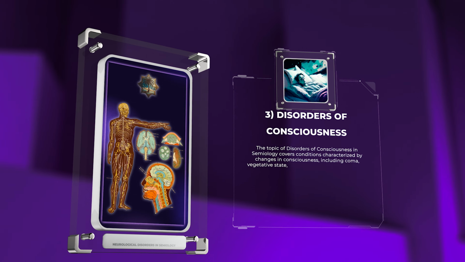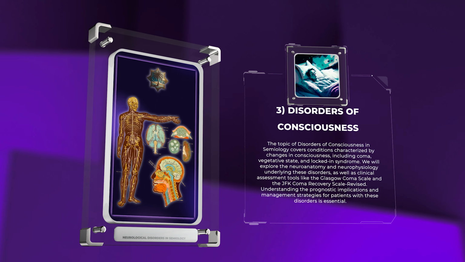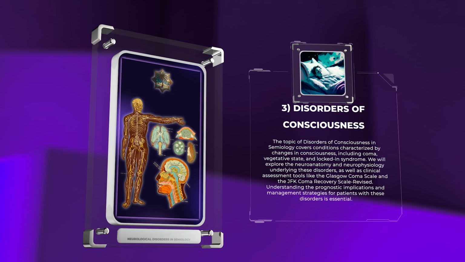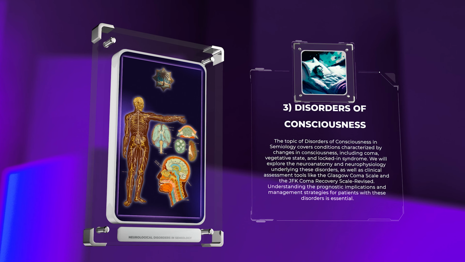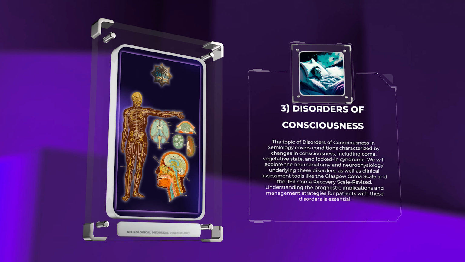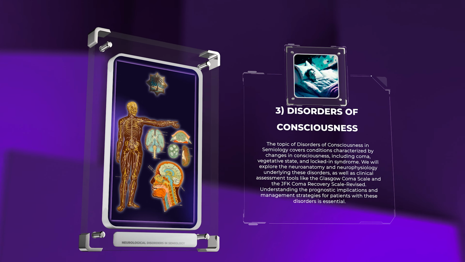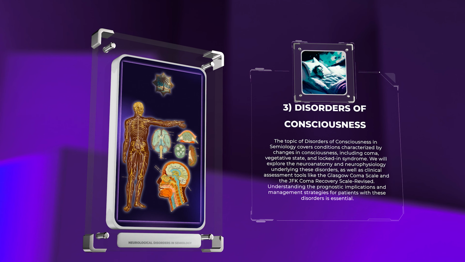The topic of disorders of consciousness in semiology covers conditions characterized by changes in consciousness, including coma, vegetative state, and locked-in syndrome. We will explore the neuroanatomy and neurophysiology underlying these disorders, as well as clinical assessment tools like the Glasgow Coma Scale and the JFK Coma Recovery Scale Revised. Understanding the prognostic implications and management strategies for patients with these disorders is essential.